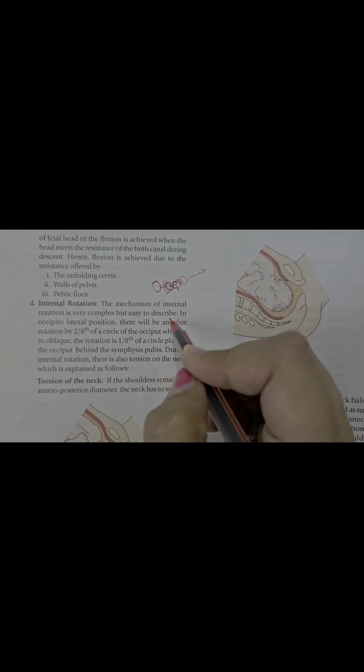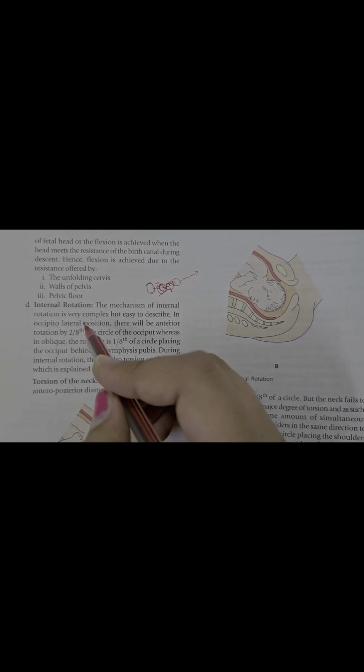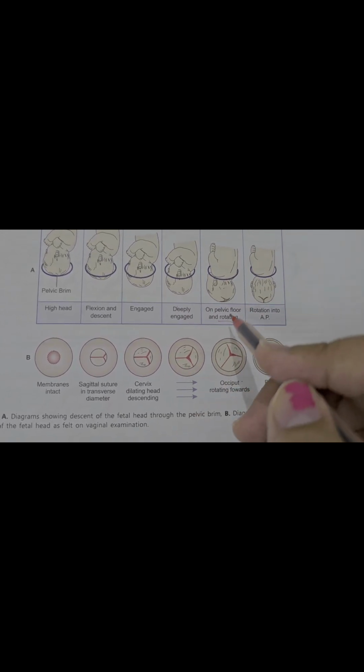So what happens in an internal rotation? As I explained, this is complex but easy to describe. First, occipitolateral position: the occiput part is on the lateral side, either left or right. This occiput part is on the pelvic floor and rotating. After deep engagement, then descent and flexion, the head rotates on the pelvic floor. As you can see, this occipital part is on the lateral side, on the left or right. This occiput part is now in an oblique diameter.